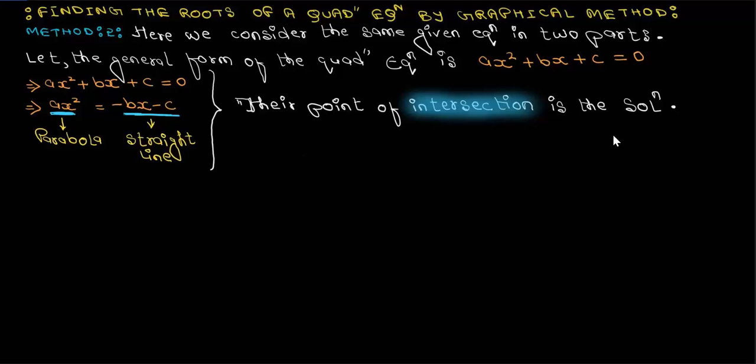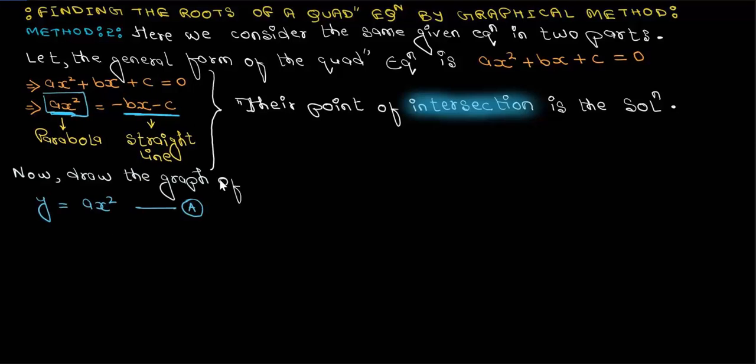So the point of intersection is the solution. The point of intersection of this polynomial equation and this polynomial equation, which is a straight line, will be the solution. So now draw the graph of y equal to ax square and y equal to minus bx minus c.